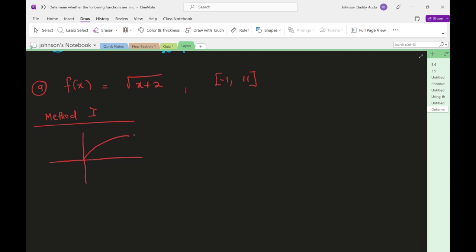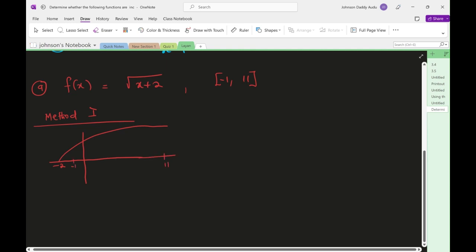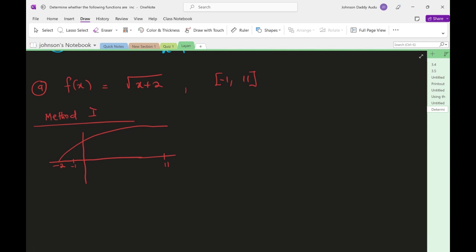if you start from here, you are going to shift this function 2 units to the left. So instead of being at 0, you will go from -2, right? But you are not even interested from -2. You are interested from where? -1 to 11. So you have just from here to a point 11. This is the graph of this function, and clearly, this is an increasing function. So let's see the second method.